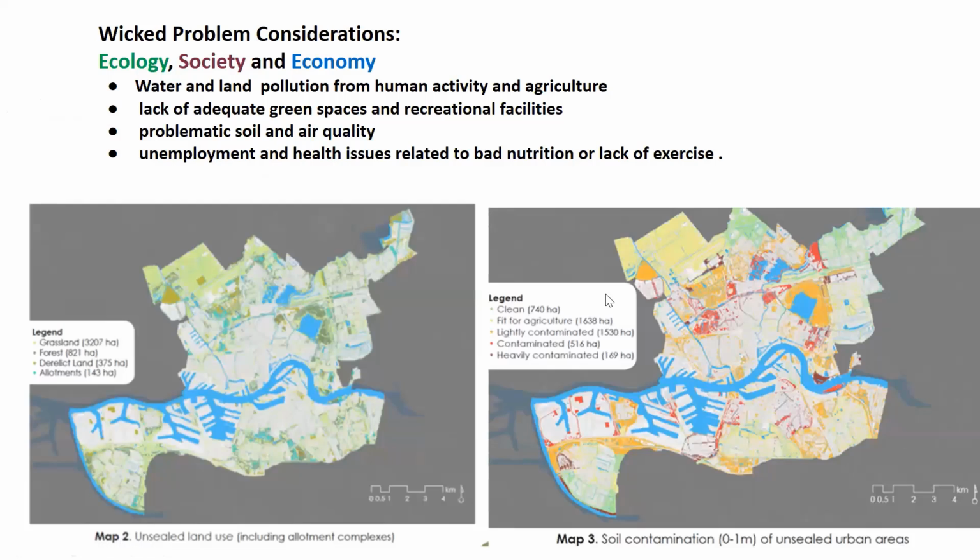So for the consideration of the sustainability here, ecology, society, and economy, water and land pollution from human activity and agriculture, that's also another problem that we have. Lack of adequate green spaces and recreational facilities, problematic soil and air quality, unemployment and health issues related to bad nutrition or lack of exercise.